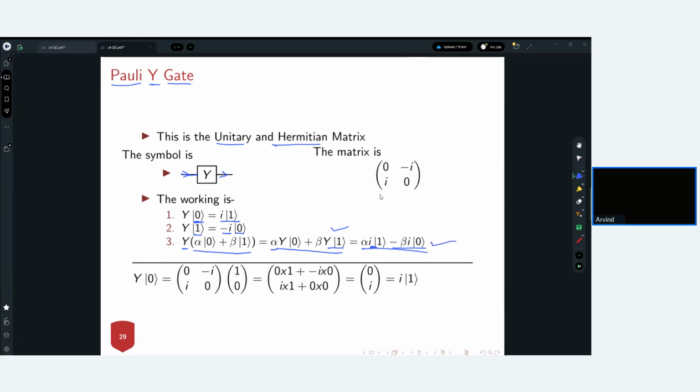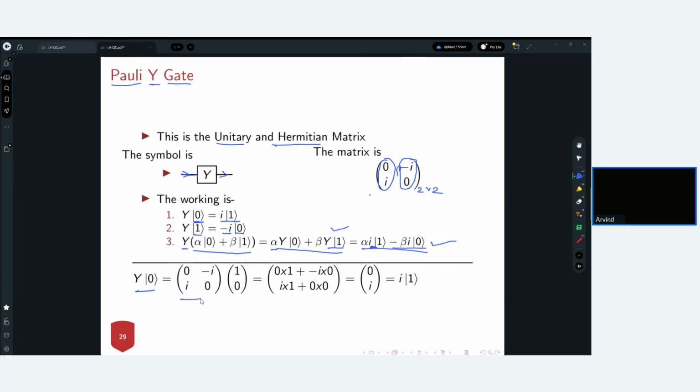The matrix for the Y gate is again a 2 by 2 matrix. The first column of this matrix is 0, i, and the second column of this matrix is minus i and 0. So let us apply this matrix and verify the result when we apply Y on the input ket 0.